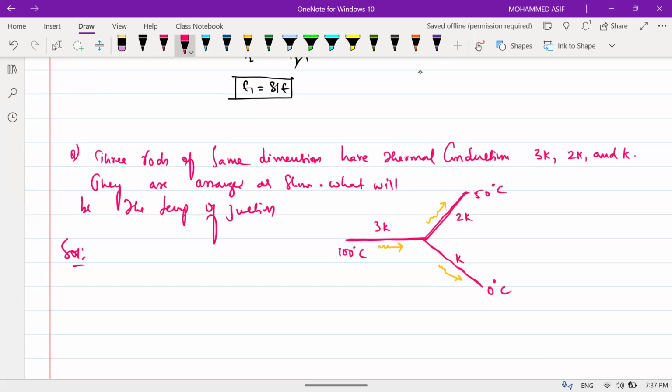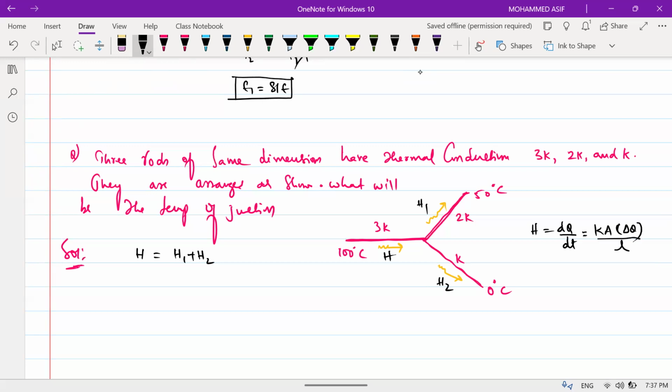Last session I told you this model, how to do it. Incoming current must equal outgoing current. That is, total heat H must equal H1 plus H2. You know the H formula, beta? H is dQ divided by dt, which is K into A into temperature difference divided by length of the conductor. All of them have the same dimension, so same area, same length. So it will depend only on the thermal conductivity.